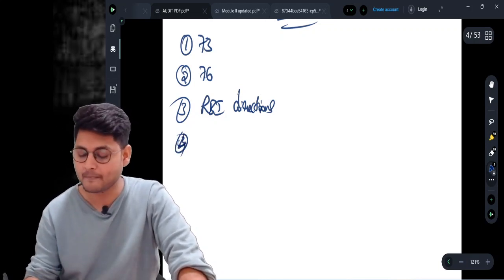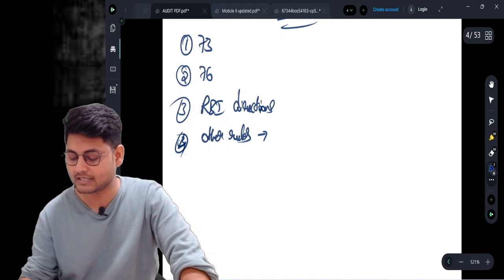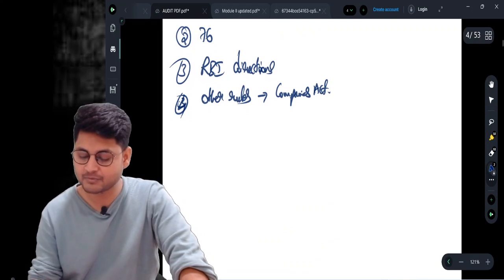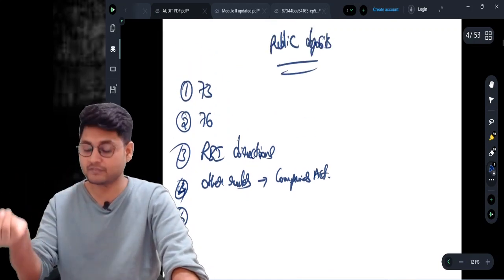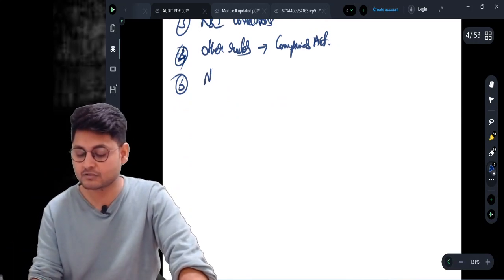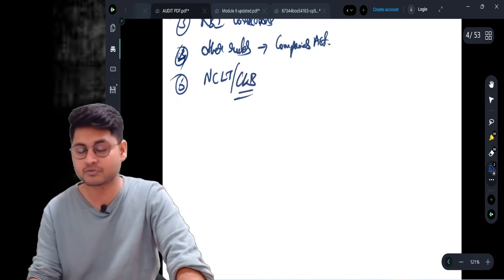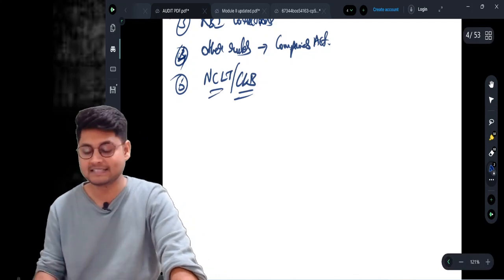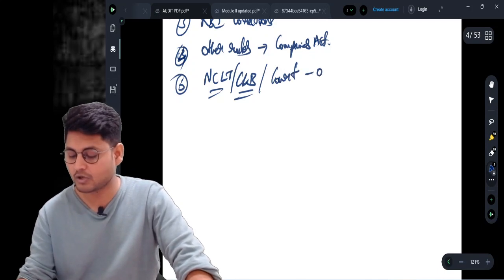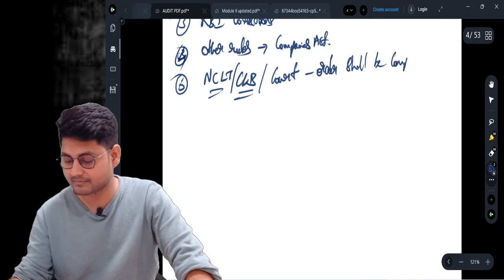Point number 4, any other rules as per the Companies Act, those are to be completed. And the last point, if there is any default in repayment of deposits, then the directions of the court, NCLT, the National Company Law Tribunal, or the Company Law Board, shall be complied with. Previously it used to be called the Company Law Board, now it is NCLT. Both are given in the book. NCLT, CLB, or any court directions and orders shall be complied with by the company.